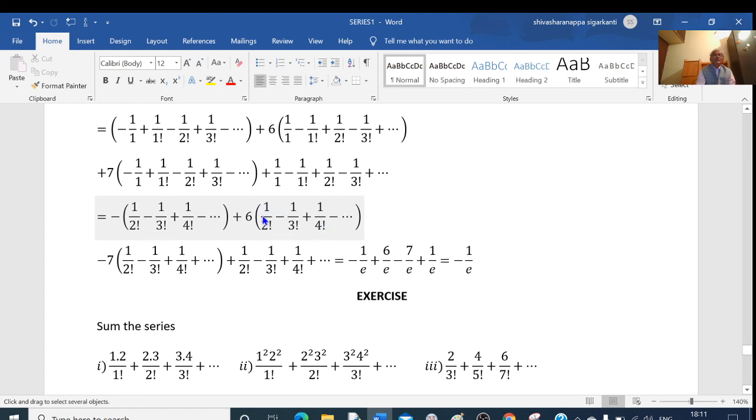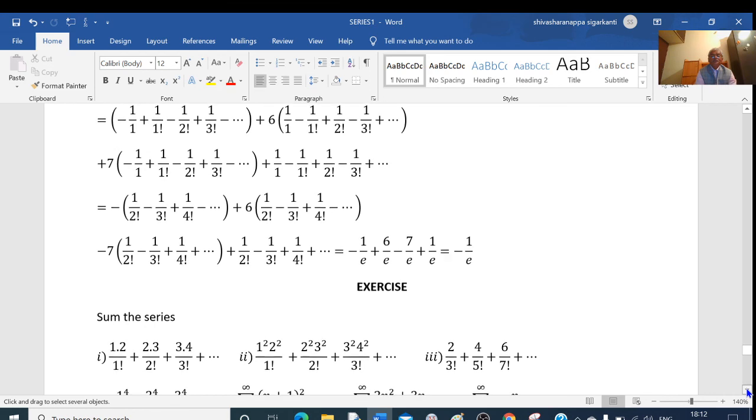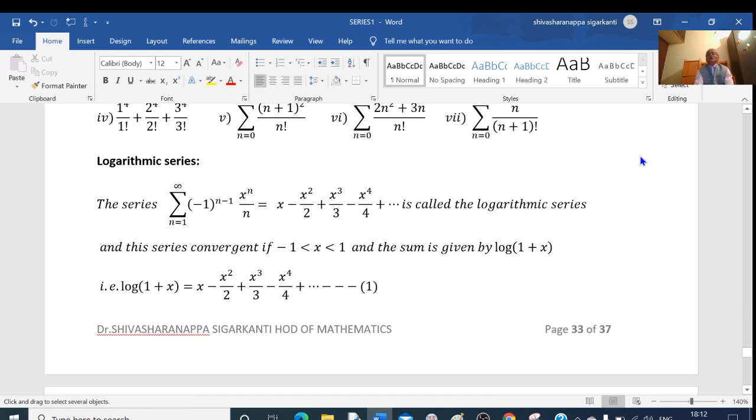We have 1 by e is equal to this, right? So therefore this is equal to minus 1 by e plus 6 into 1 by e minus 7 into 1 by e plus 1 by e. That is equal to 1 by e into minus 1 plus 6 plus 1 minus 7. Minus 1 plus 6 is 5, plus 1 is 6, minus 7 is minus 1. So minus 1 by e is the value. Okay, thank you.